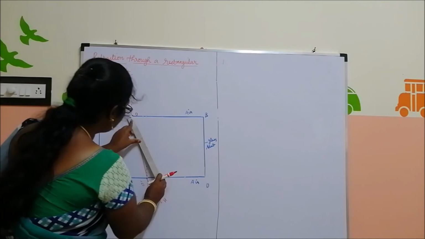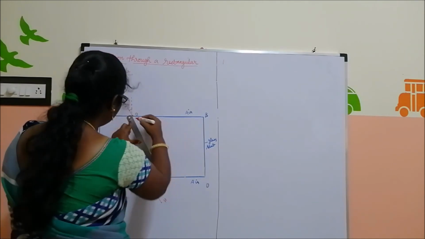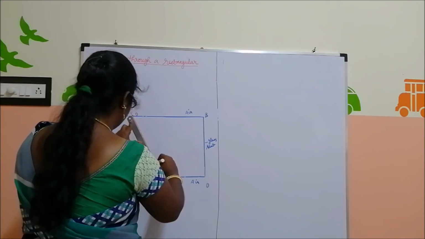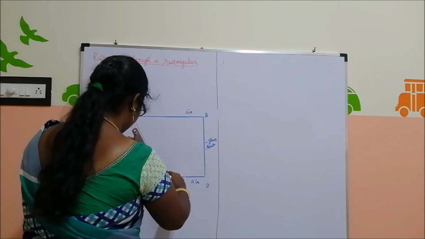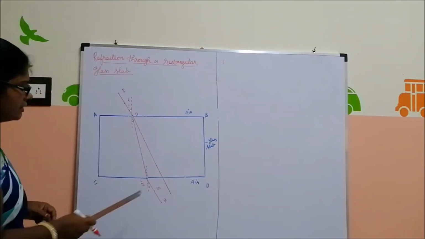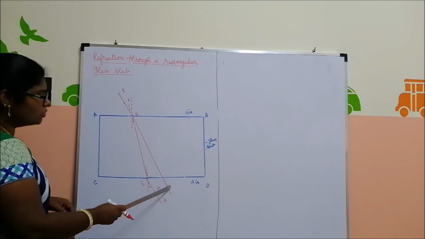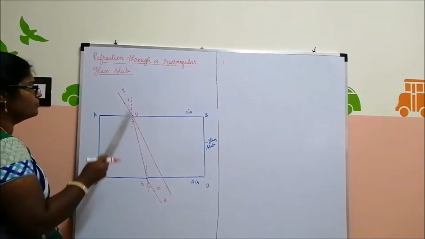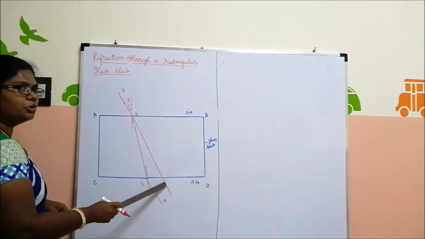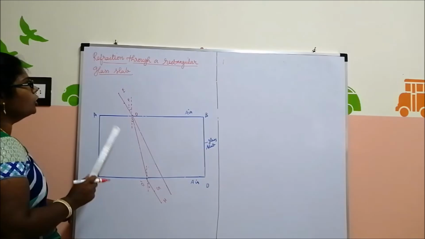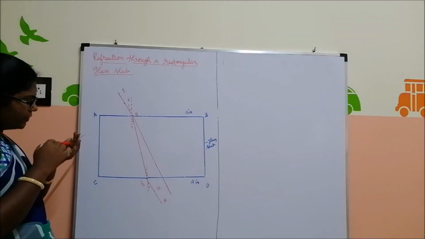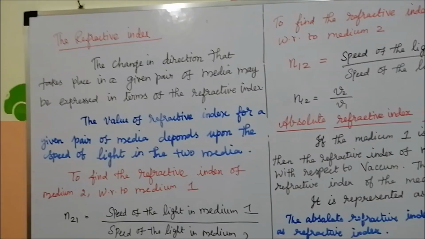Now we can draw a straight line from the incident ray. It could be observed that the straight line from the incident ray and the emergent ray are parallel to each other. I hope now you could understand the refraction through a rectangular glass slab and the phenomena of refraction.